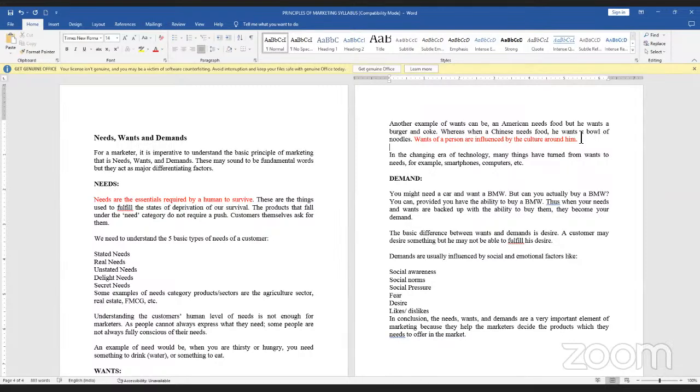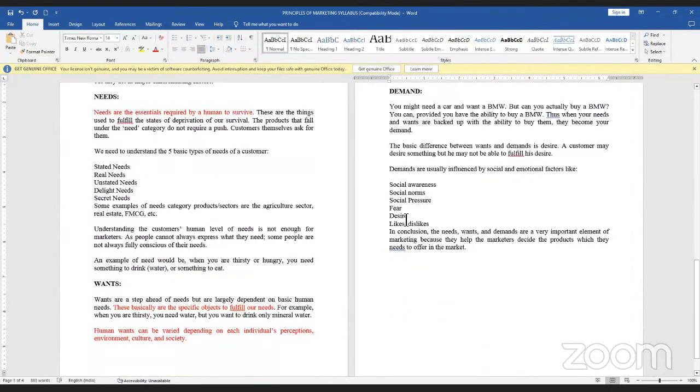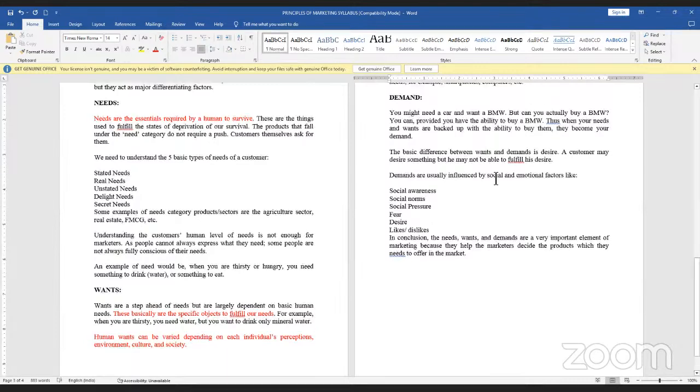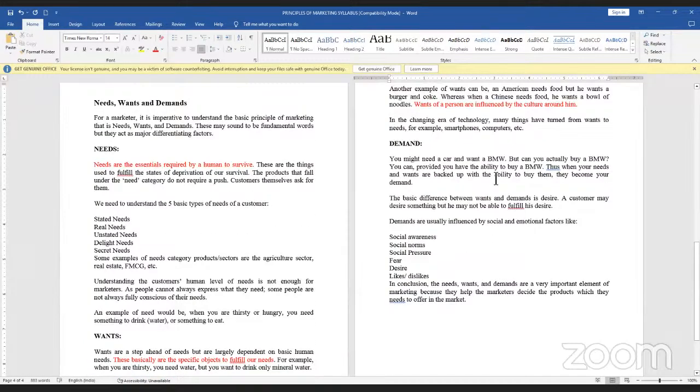Anyway, I'm taking much time. Now let us go to demand. So need is the essentials that are required to survive. Want is a specification to fulfill your need, and these wants are influenced by culture. Now the next, demand. What is demand? I think you people learned about demand in your economics part.